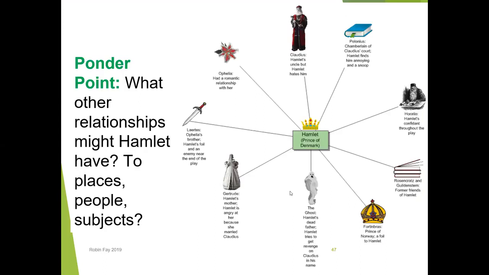So I'm not really going to talk about this too much, but I do want to leave this with you as something to think about: the other relationships Hamlet might have. Hamlet has a relationship to places, people, and subjects, even outside the work itself. If you were cataloging a biography of Hamlet, this fictional work, there would be those elements that you could record about it, but what other elements could you get to?